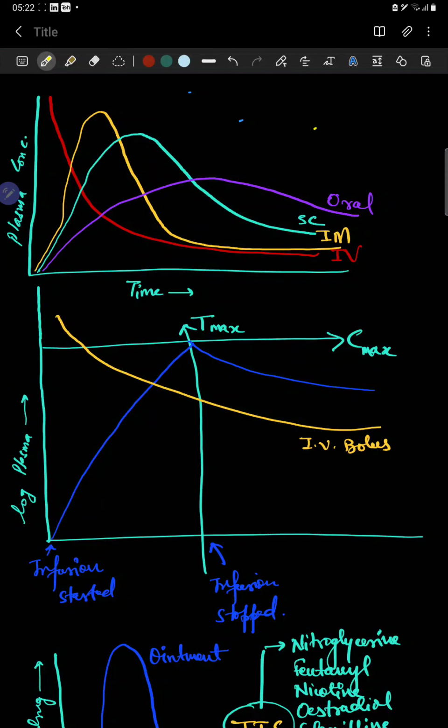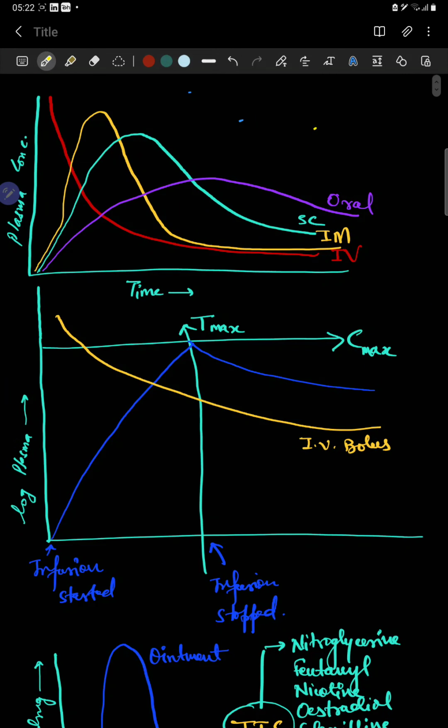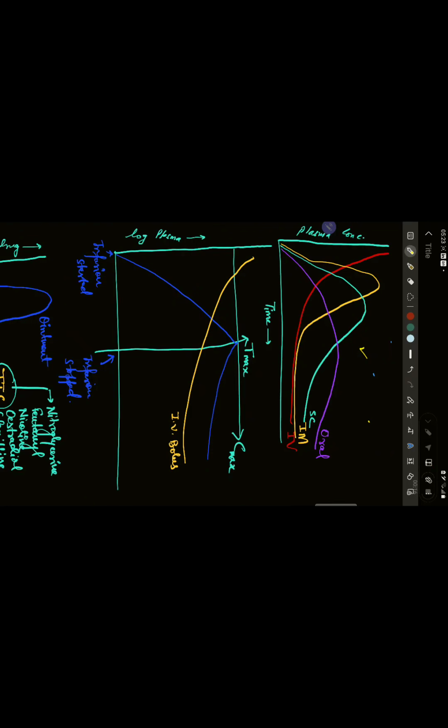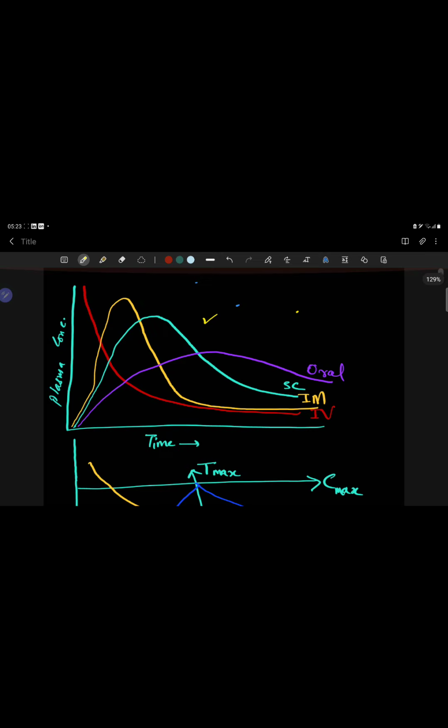Good morning. So let's discuss something about graphs, okay, which can be asked in a Viva also. Here in the first graph, what we see, this is the plasma concentration versus time graph, right? Now here we see the plasma concentration and time graph versus the different routes of administration.